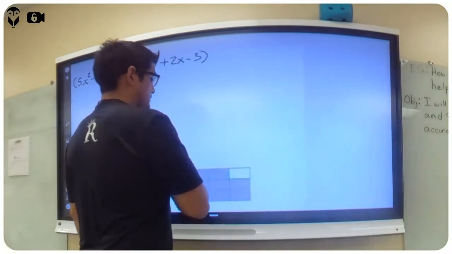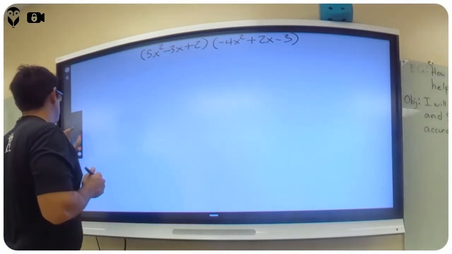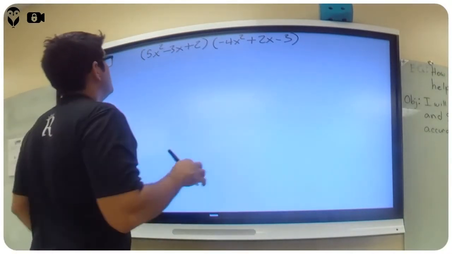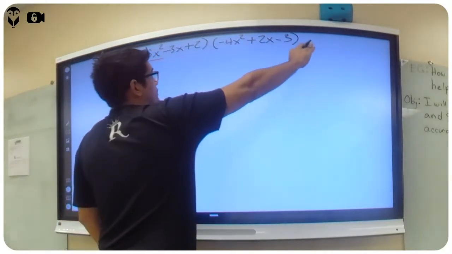Next one is over here. All right, so this is a trinomial times a trinomial. Give yourself some space on this. So we'll start with red for the first step, which is 5x squared times everything over here.